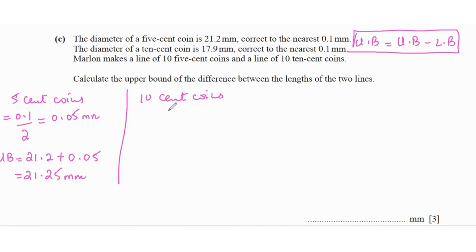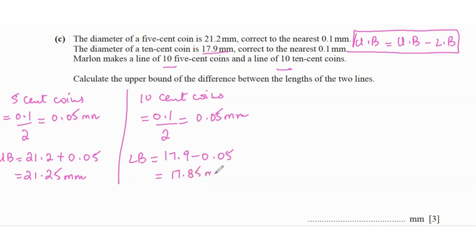Now for the 10-cent coins, since the diameter is less and the number of coins is the same, this line would be smaller, which means this would be our lower bound. So the degree of accuracy step is still the same, 0.1 divided by 2, because they're to the nearest same thing. So that's going to be 0.05 millimeters. But over here, we will find the lower bound. So 17.9 minus 0.05, which is going to give us 17.85 millimeters.